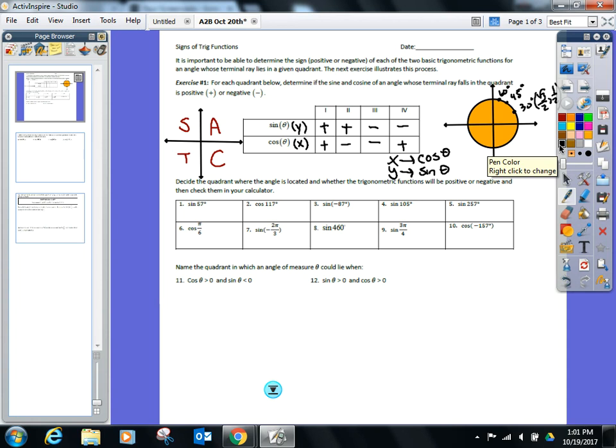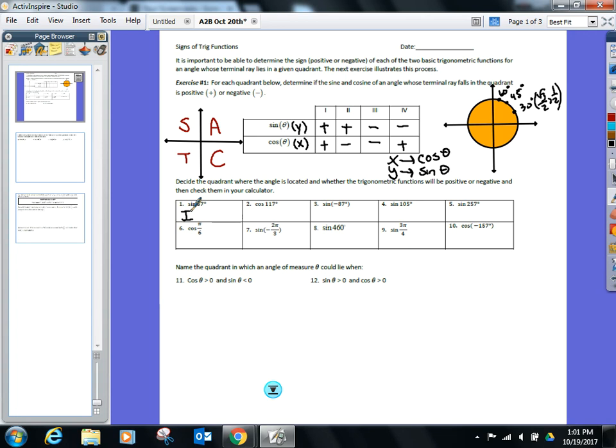Well, 57 is in quadrant 1. And in quadrant 1, all are positive. That's what that A represents. All are positive in quadrant 1. So I know sine would be positive in quadrant 1. In number 2, 117, that would be in quadrant 2, and we're dealing with cosine. And in quadrant 2, there's an S, meaning sine's only positive. In quadrant 2, meaning cosine is negative.